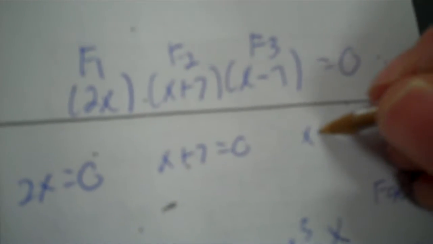So F1, F2, F3. So 2x could equal 0. X plus 7 could equal 0. X minus 7 could equal 0. Divide by 2, divide by 2. X is 0. Minus 7, x equals negative 7. Plus 7, x equals 7. Okay.